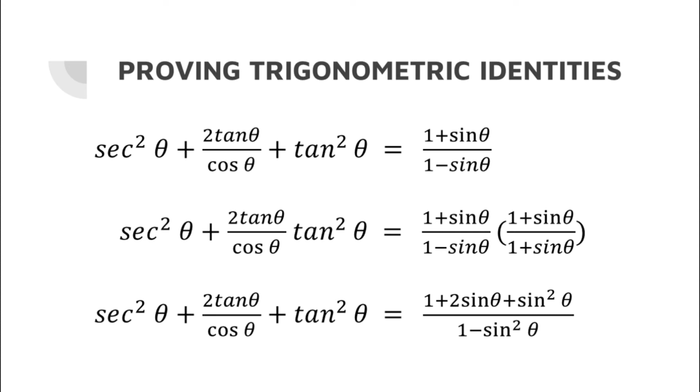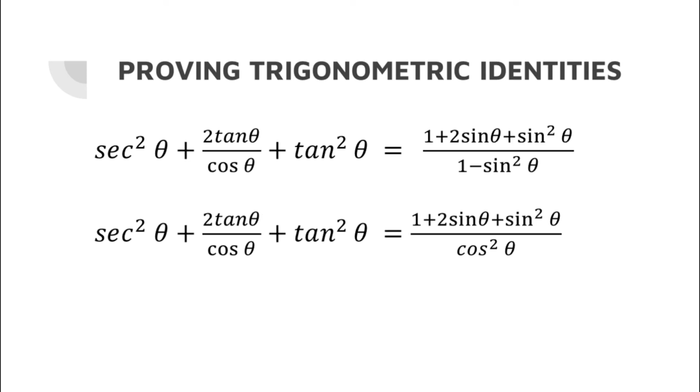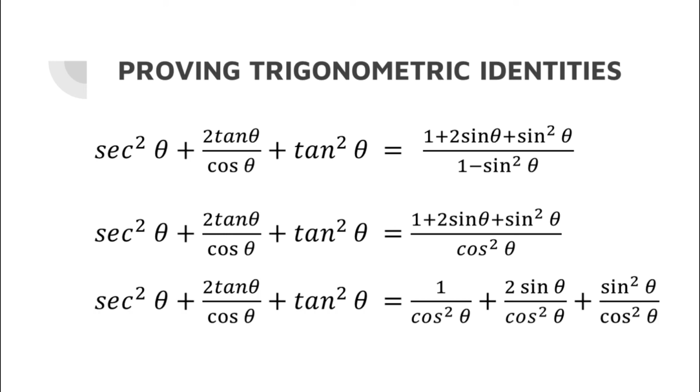We all know that cosine squared theta is equal to 1 minus sine squared theta, since it is derived from the original Pythagorean identity, cosine squared theta plus sine squared theta equals 1. So substituting it and distributing the cosine squared theta in each of the terms, we will get 1 over cosine squared theta plus 2 sine theta over cosine squared theta plus sine squared theta over cosine squared theta.